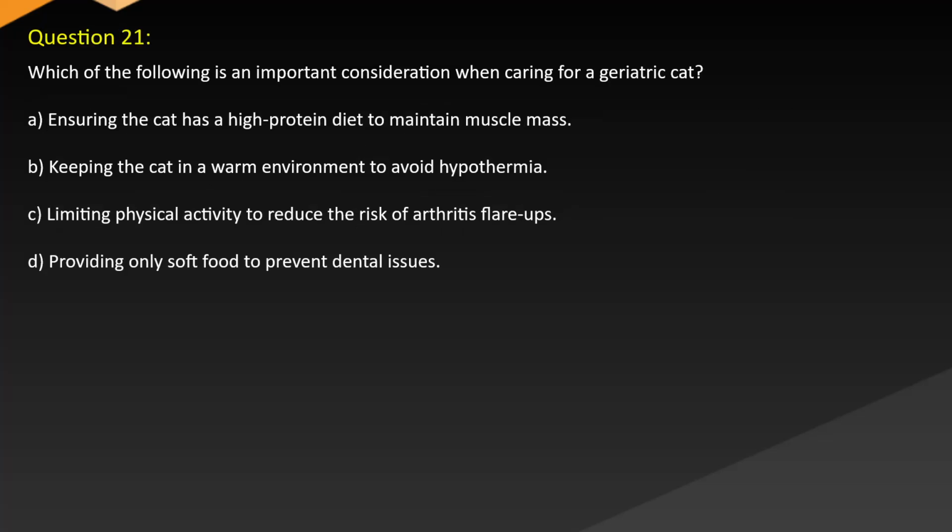Question 21. Which of the following is an important consideration when caring for a geriatric cat? A. Ensuring the cat has a high-protein diet to maintain muscle mass. B. Keeping the cat in a warm environment to avoid hypothermia. C. Limiting physical activity to reduce the risk of arthritis flare-ups. D. Providing only soft food to prevent dental issues.